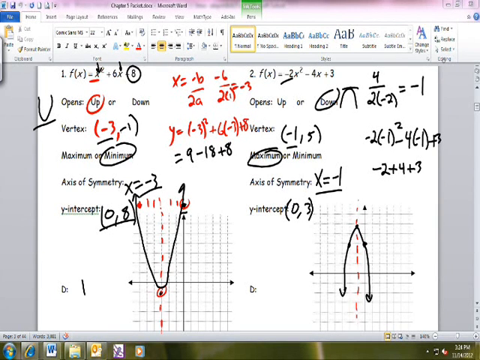Our domain for each of these is all real numbers. The domain for any parabola is all real numbers. And our range for the first one is bottom and top: negative 1 on up to infinity. And these are always actually going to be brackets for our numbers because they get there. So the range for the second one is negative infinity, all the way up until we hit our 5. And that's basically it.